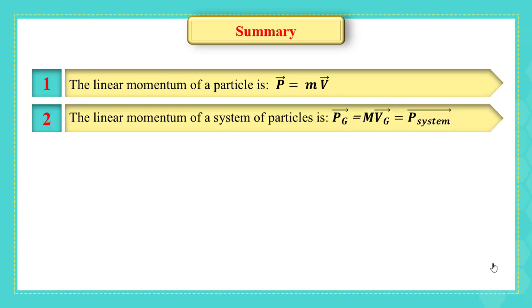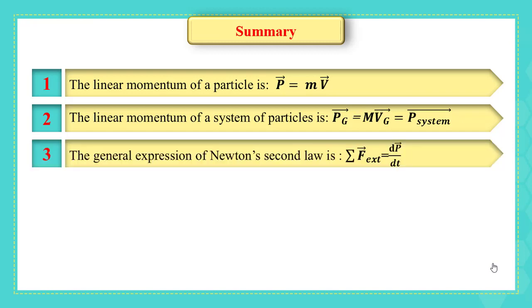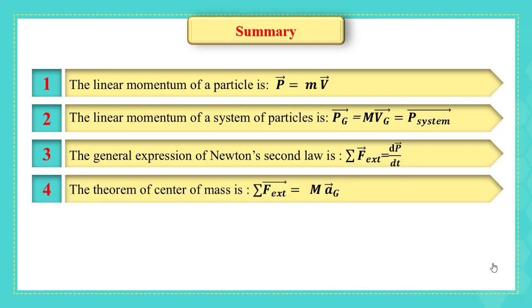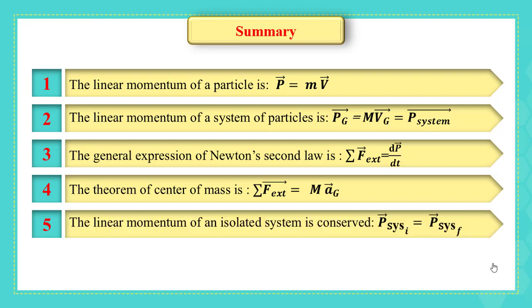To sum up, the linear momentum is given by P equals mass times V. If it's for a system, then Pg equals m vg vector, which is the P vector of the system. The general expression of Newton's second law is the sum of F external vector equals dP vector by dt. The theorem of center of mass is the sum of F external vector equals m a vector g. And finally, the linear momentum of an isolated system is conserved. Then P vector of the system initial equals the P vector of the system final.